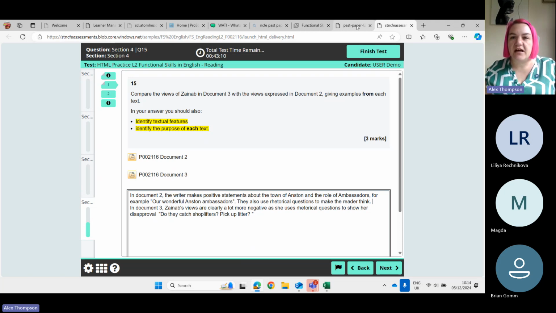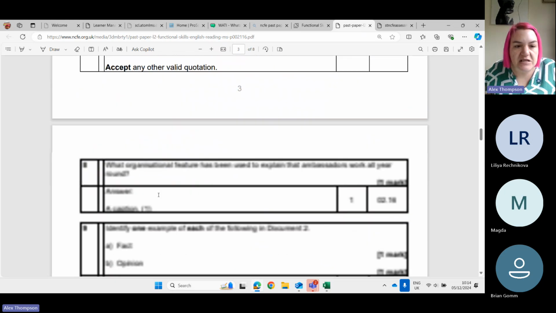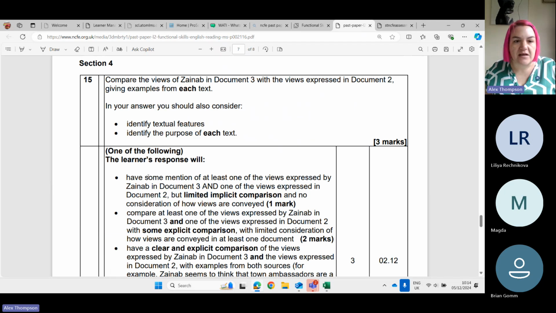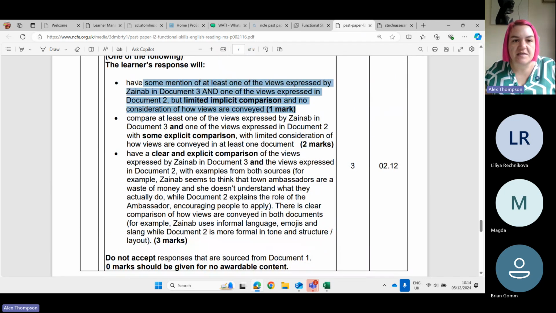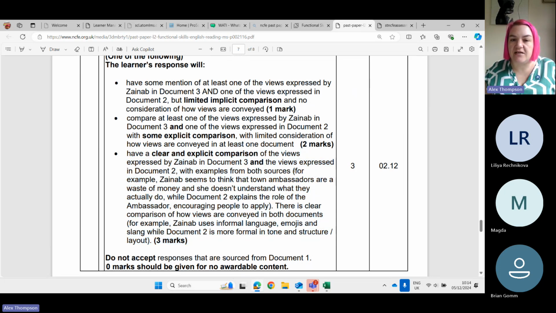If we have a quick look at the mark scheme, let's see exactly what it requires for us to do. I know it's question, I think it was 15. Here we go. Right. We're going to ignore this bit about achieving 1 mark. We're going to ignore this bit about achieving 2 marks. We're going to focus on this where it says what we need to do to achieve 3 marks. It says we need clear and explicit comparison of the views expressed by Zainab and the views expressed in document 2, with examples from both sources. And that gives an example of what they would recommend.